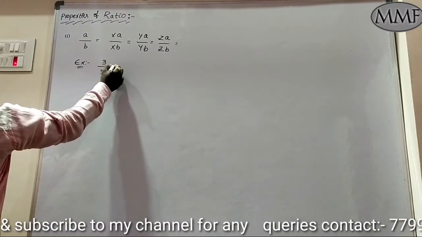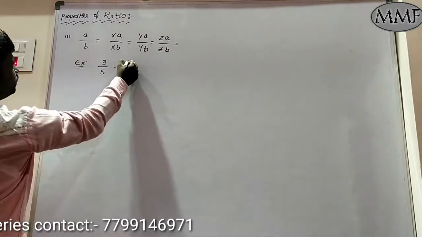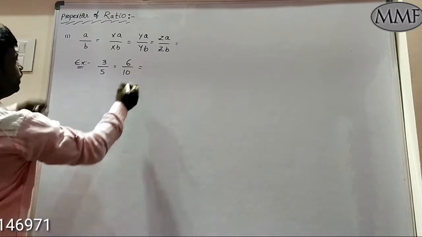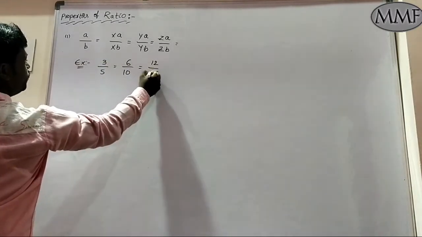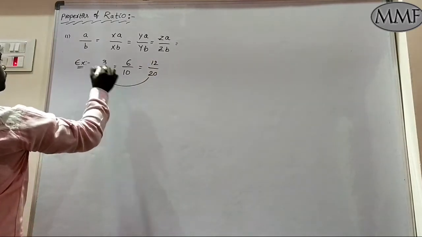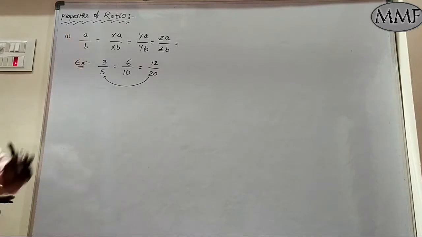3 by 5 is the same as, if you multiply this with 2, what happened? 6 by 10. Again if you multiply this with any number, 2, 12 by 20, then again the resultant ratio is nothing but what? 3 by 5. So this is the first property.